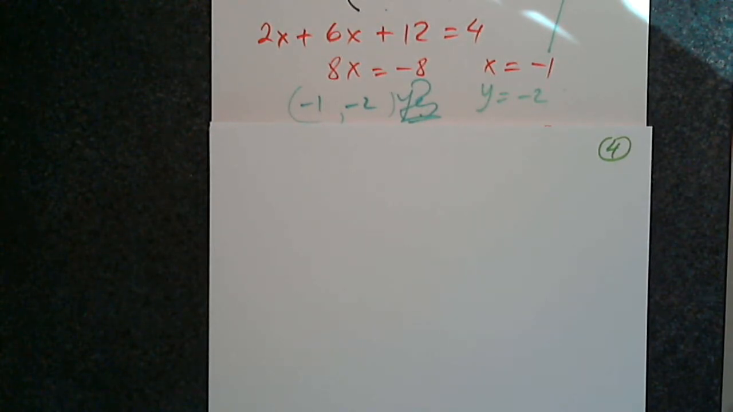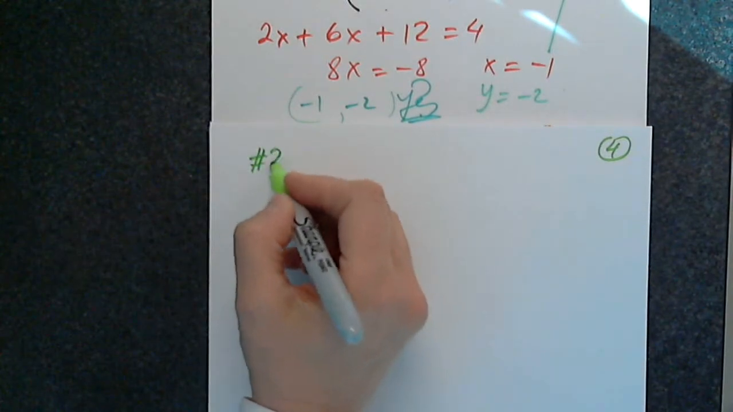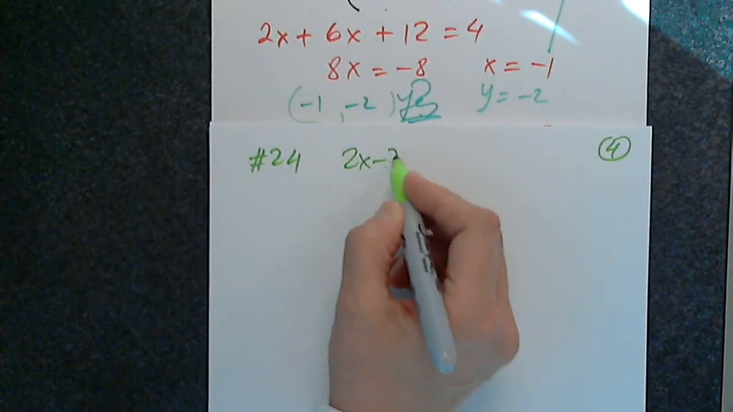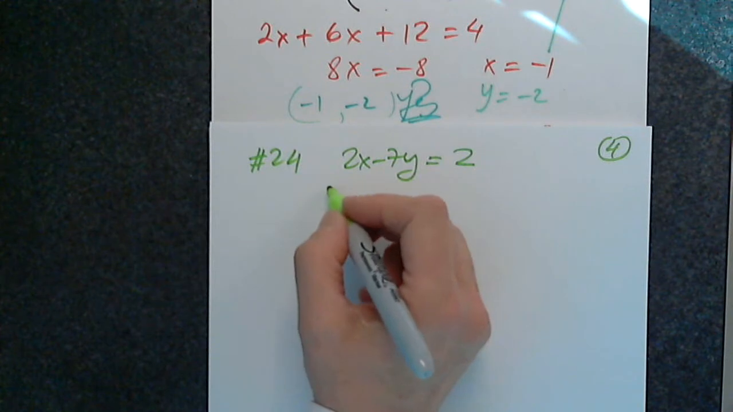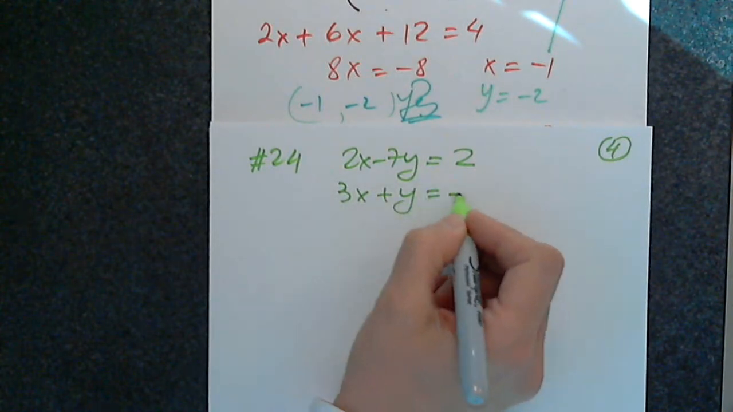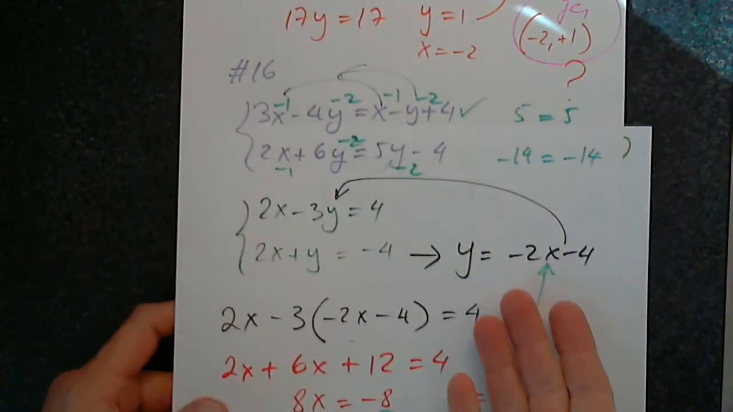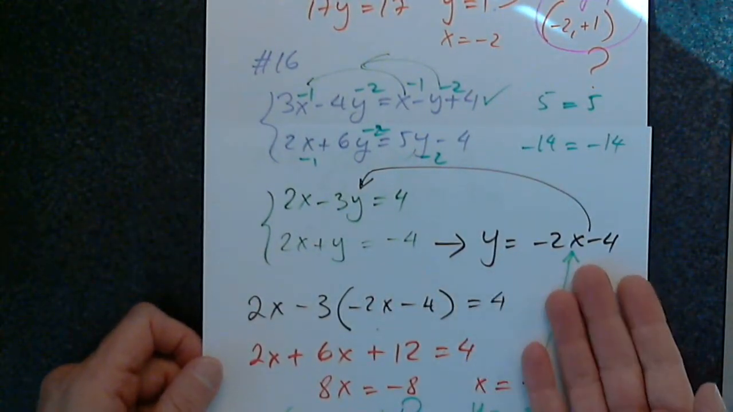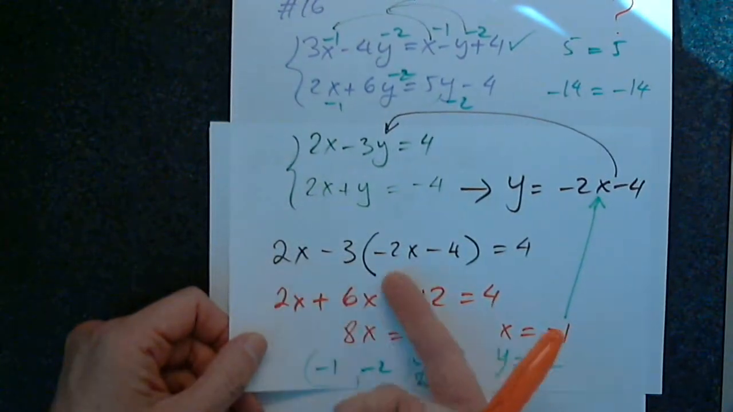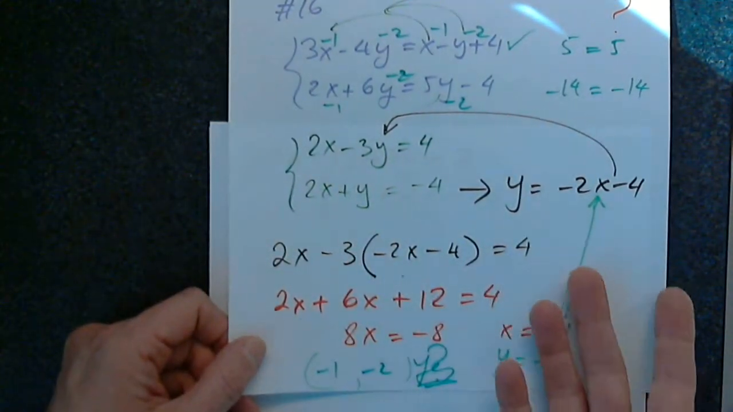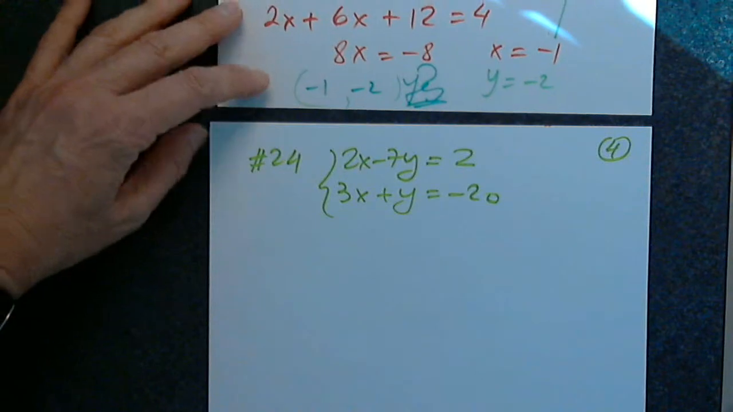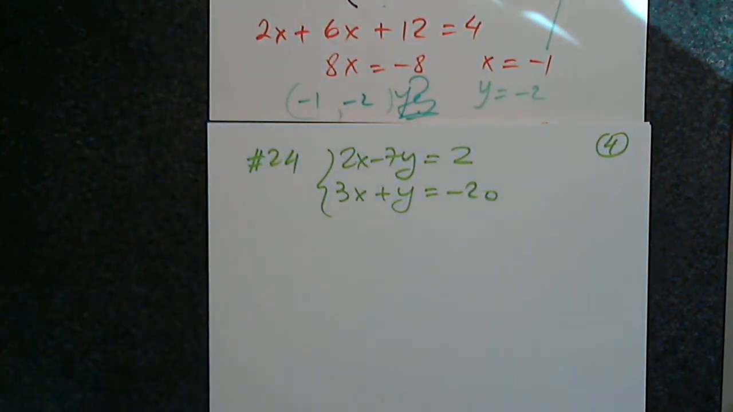So let's start with an easier one, like 24. 2x minus 7y equals 2, and 3x plus y equals negative 20. I'm trying to eliminate one of the variables now. And you can say, well, what did you do here? You did the same thing. You solved for y and plugged it back in to eliminate y. So isn't this the same thing? Yes, it is the same idea, but the procedure is slightly different.